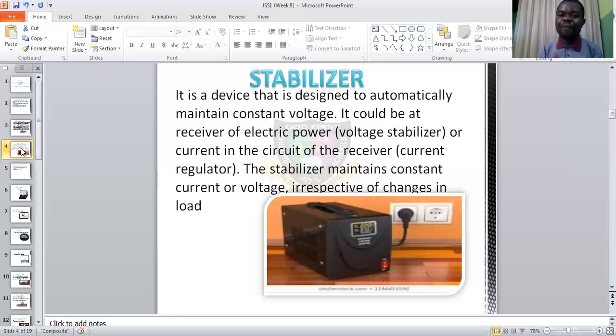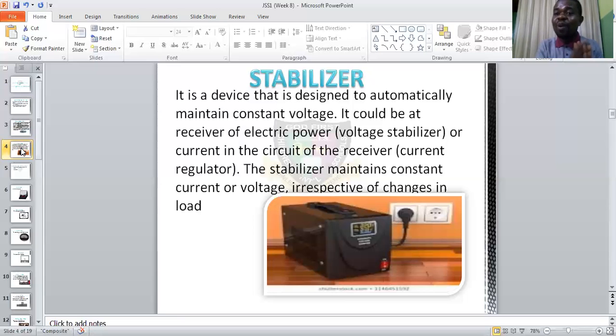The stabilizer ensures it is very, very stable. That is what we mean, maintaining constant voltage. It could be current or voltage, but it maintains it at a constant level, automatically, as it flows. Otherwise, you put your appliances and the voltage will just go up and then spoil. That's why when you buy a refrigerator, you are advised to quickly get a stabilizer for other appliances at home too, to keep a constant voltage and supply it regularly.